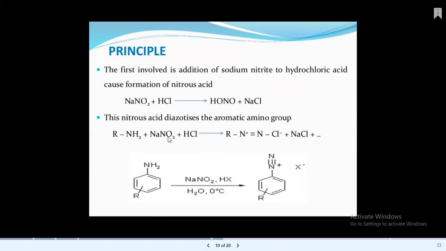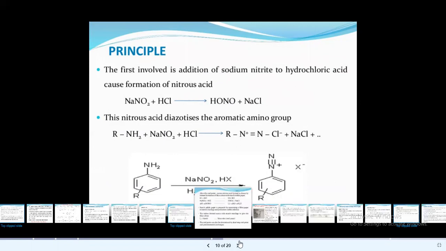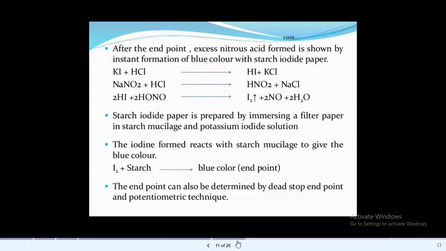Excess of nitrous acid along with HCl is present there. When we add potassium iodide, that is your indicator, in the presence of HCl, it is first converted into hydrogen iodide. And this hydrogen iodide in the presence of nitrous acid. Where does the nitrous acid come from? That's NaNO2 reacting with HCl, which converts into nitrous acid.